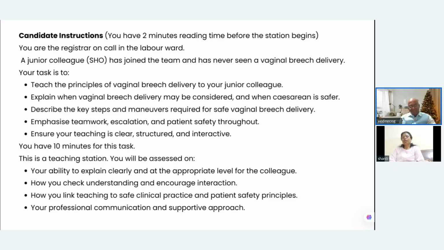You got it? So yes, there is a difficulty at the delivery of the head. Okay. Now, then you go stepwise. First is the patient selection.